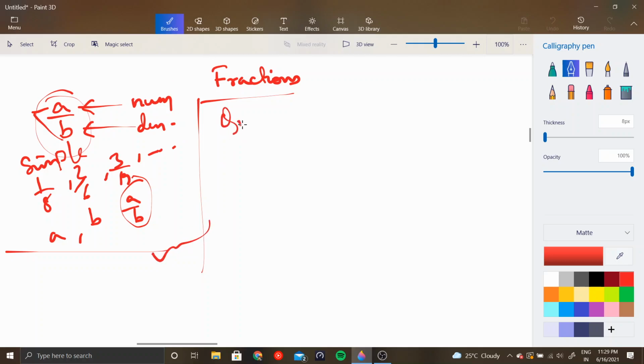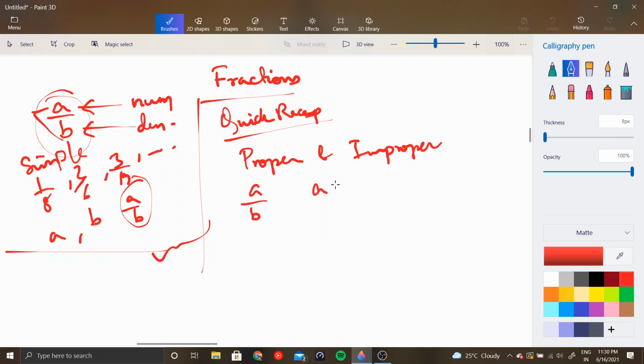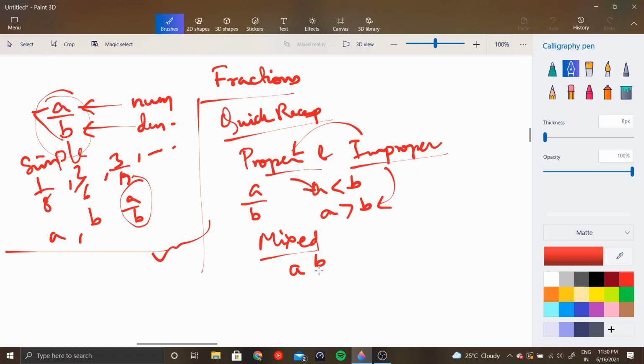So a quick recap of the important points from the last class was, firstly, what are proper and improper fractions. Given a fraction a by b, if the numerator was less than the denominator, it was termed a proper fraction, and if it was greater than the denominator, it was called an improper fraction. To make an improper fraction into a proper form, we introduced the concept of mixed fractions, which basically consisted of an integral part and a fraction part.